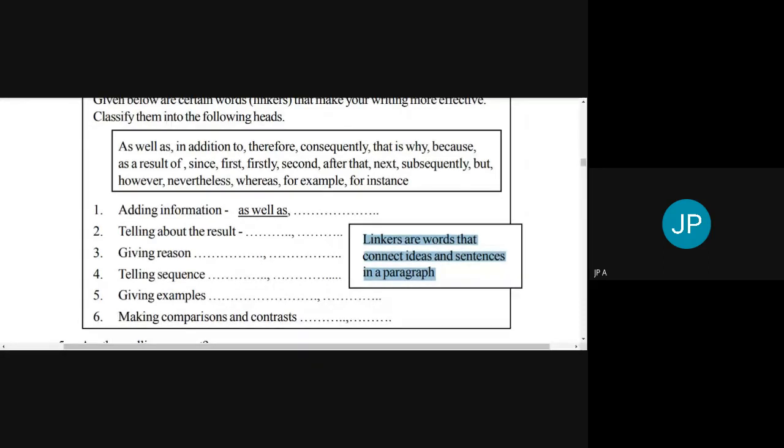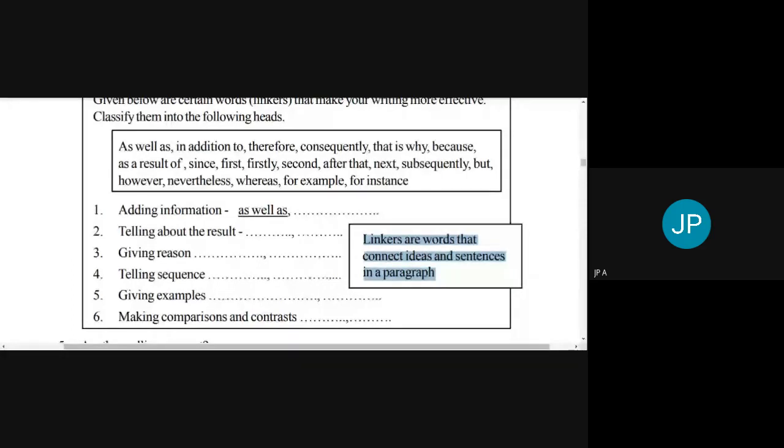There may be two ideas inside a sentence which are connected together using a linker. So linkers can be used to connect sentences. Linkers can also be used to connect ideas within a single sentence. So the benefit of linkers is that it provides a flow to the reading. The reader finds it easier to understand the ideas expressed by the writer. If we use linkers properly, it is easier for the reader to understand the ideas that we have expressed. So it is very important to use the right linkers.